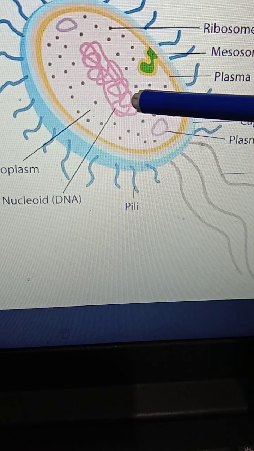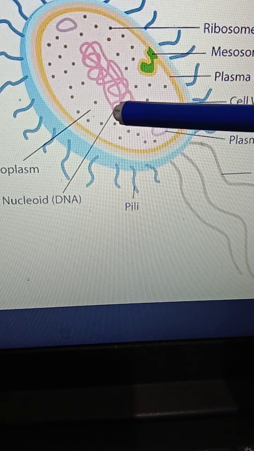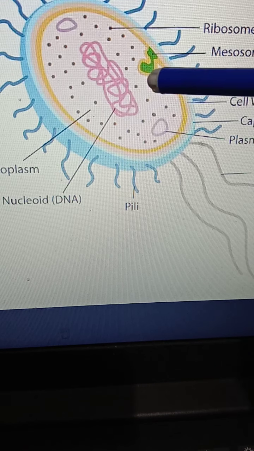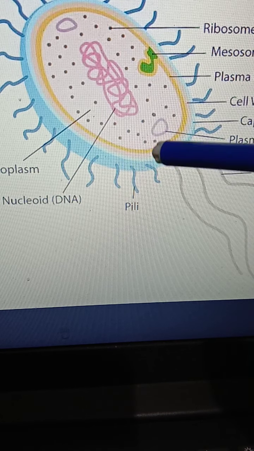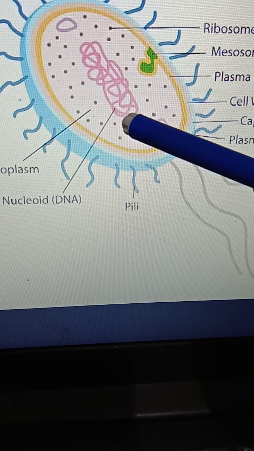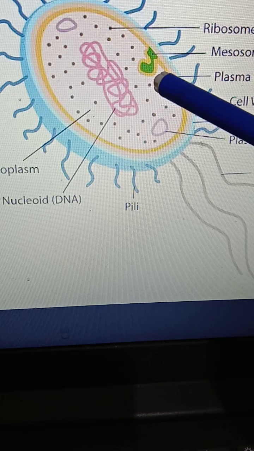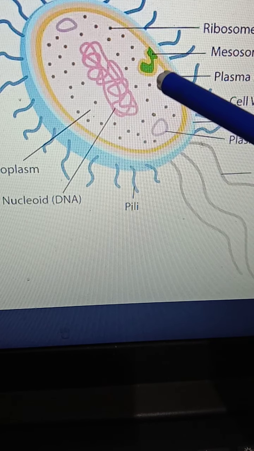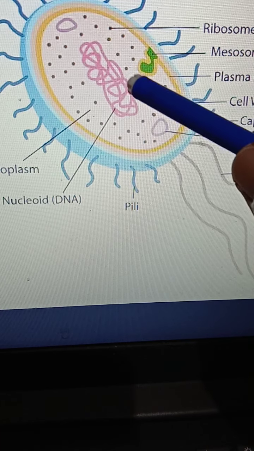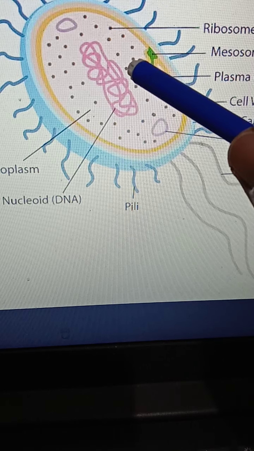What else does it require? Once the genetic material is present, it needs to synthesize some compounds, and for that it needs its own machinery. It also has other functions like respiration. So the prokaryote has the mesosomes. Mesosomes are nothing but invaginations of the cell membrane.